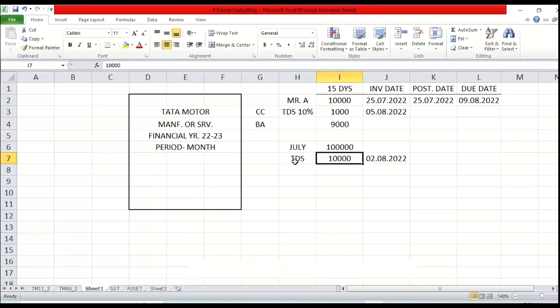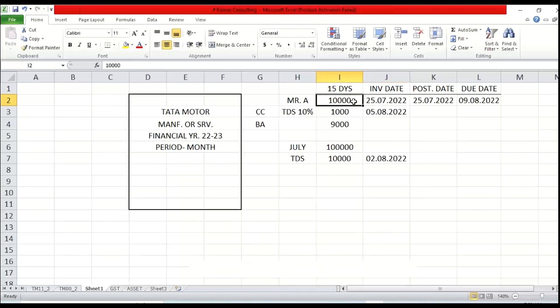So here in July month, total TDS of 10,000 got deducted. In the sense, this much TDS got collected from vendors. We can say deducted, collected, whatever it is. So that was deposited to the tax department on the 2nd of August. Now come back to this case. So this person, Mr. A, this invoice belongs to July. This invoice belongs to July, right?